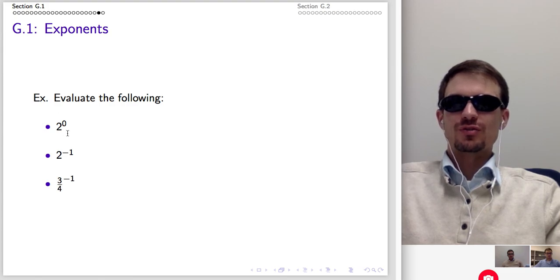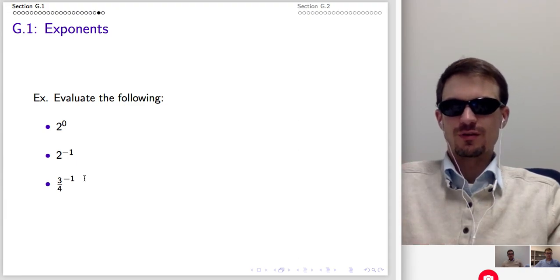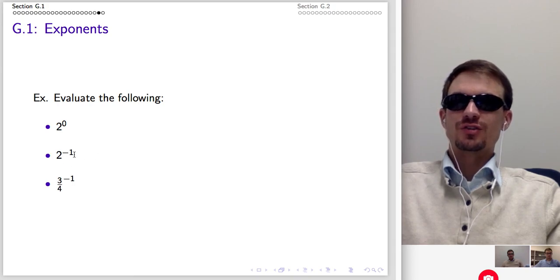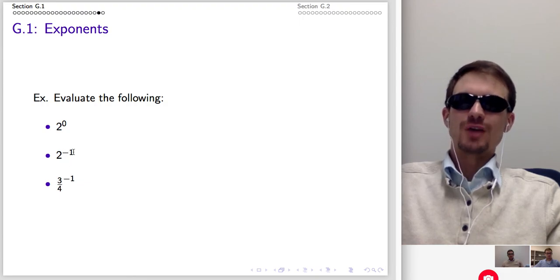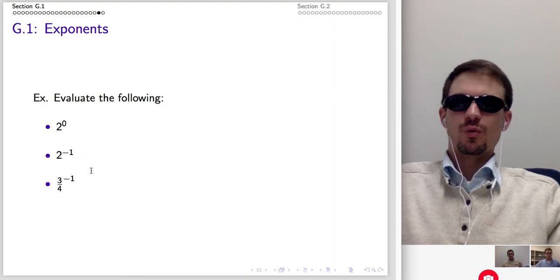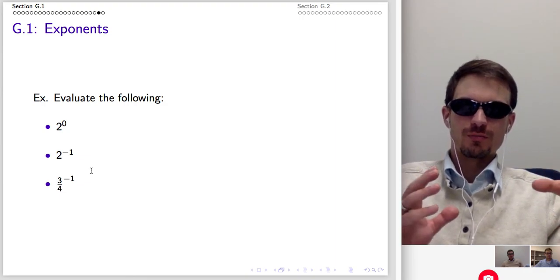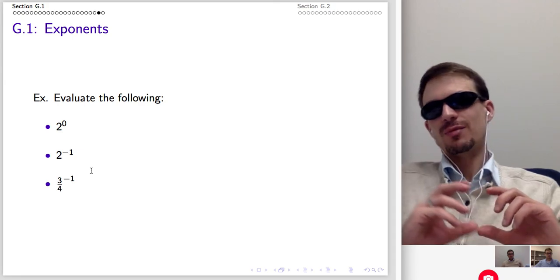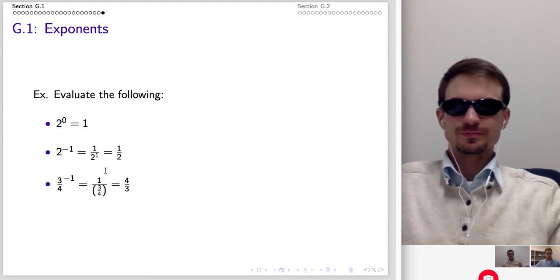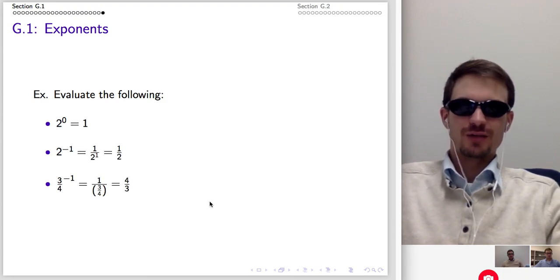So evaluate the following: 2 to the 0, 2 to the minus 1, 3/4 to the minus 1. All right, so stop the video, give it a try. Well, 2 to the 0 is just 1. 2 to the minus 1 just tells us we need this base of 2 to be in the denominator of a fraction, raised to the 1 power. So this is 1/2. And then this is saying we want 1 over 3/4 to the 1 power. Well, 1 over 3/4 is the same as 1 over 1 times 4 over 3, or 4/3. So here's just that mathematical explanation.